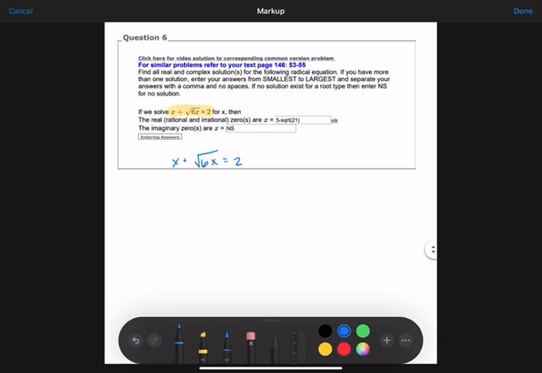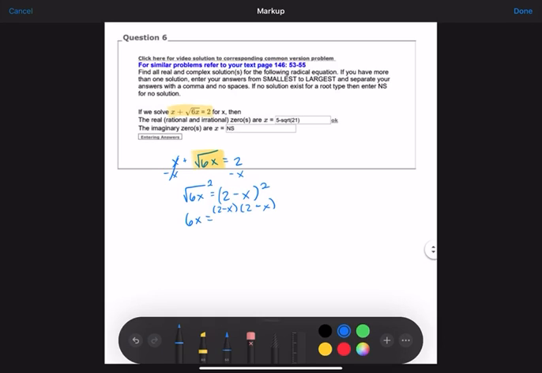Alright, and the first thing that I'm going to do is try and isolate this radical so that I can essentially get rid of it. So I'm going to subtract x from both sides, and I'm left with square root of 6x equals 2 minus x. So now that I have this by itself, I can take the square root of both sides, which will undo this radical, and I'll have 6x equals, I have to be careful over here because this is really 2 minus x times 2 minus x, so I have to FOIL this out.